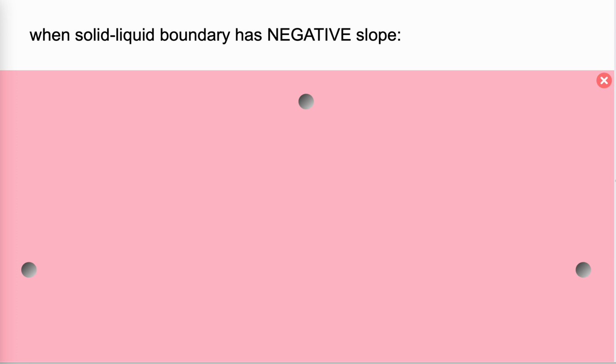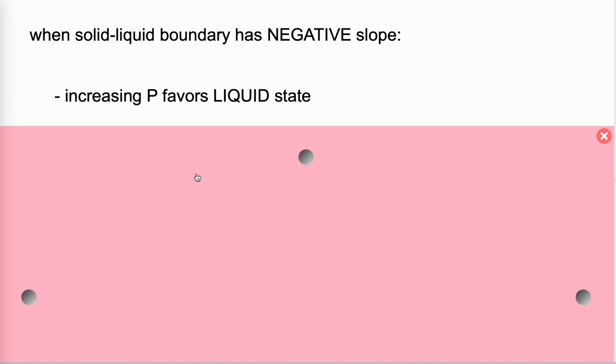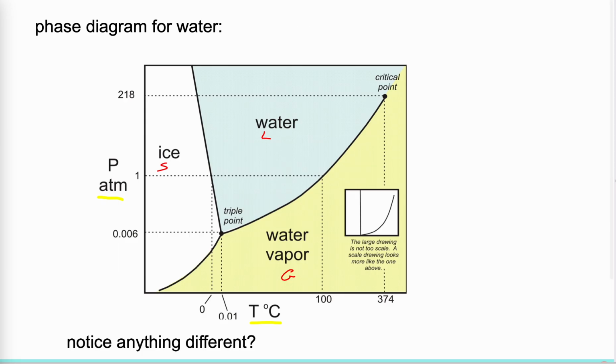Well, if the boundary line between the solid and liquid phases has a negative slope, what that means is that increasing pressure favors the liquid state. So, let's say for example, I am at 0 degrees Celsius and I'm just below 1 atmosphere, and I increase the pressure while holding the temperature constant, notice what I do, I cross from the solid phase into the liquid phase, okay?